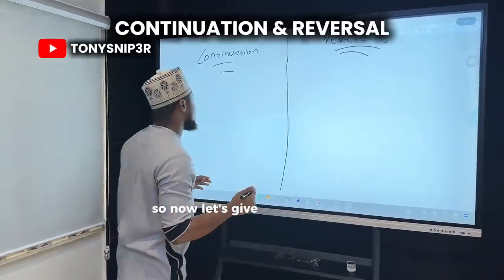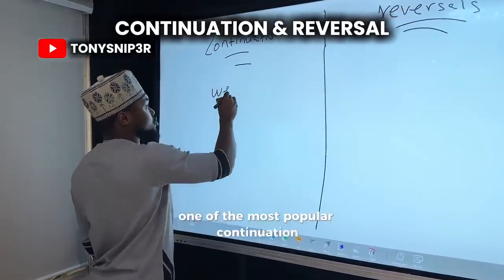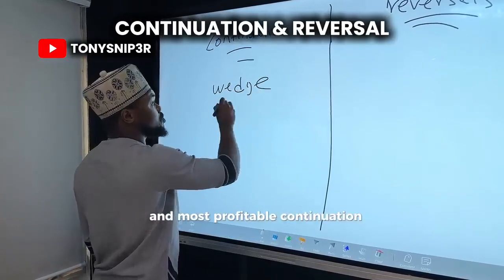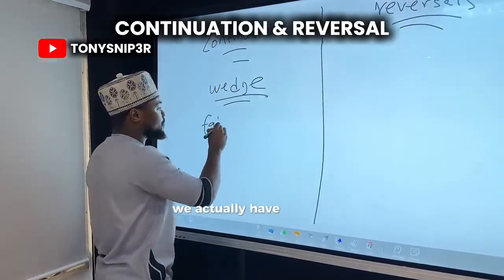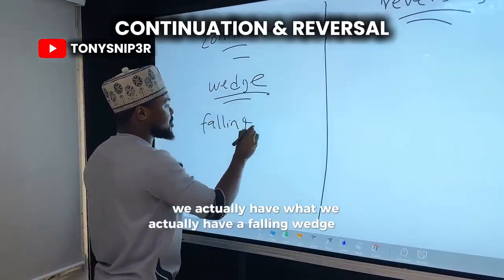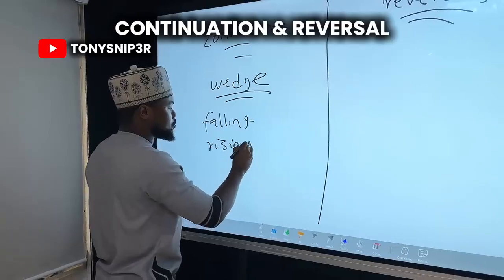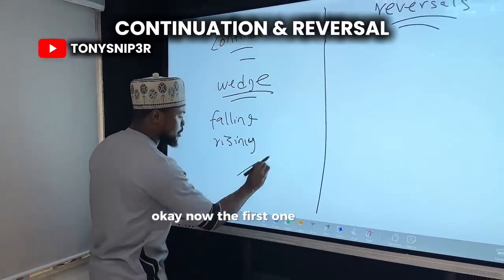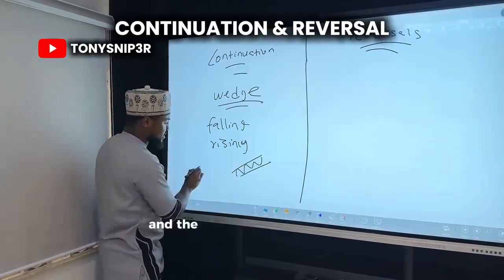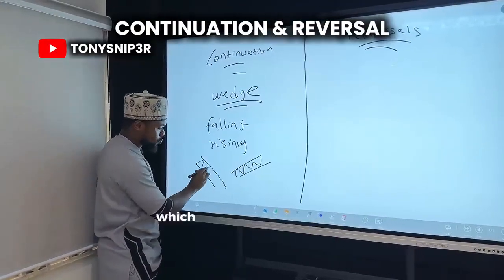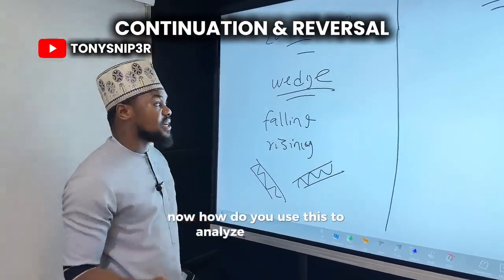So now let me give you guys some examples of continuation. One of the most popular and most profitable continuation patterns is the wedge. When we talk about wedge, we have a falling wedge and a rising wedge. The first one looks like this, which is a rising wedge. And the second one looks like this, which is a falling wedge. Now, how do you use this to analyze the market?